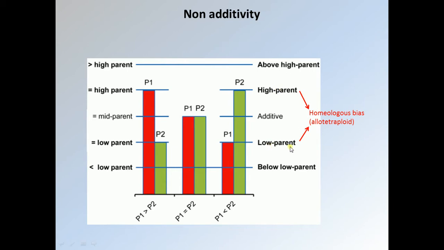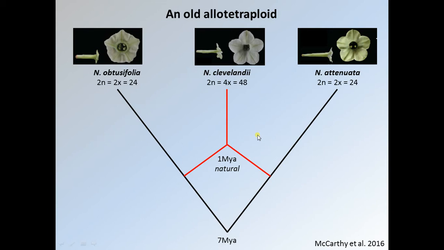The last case of non-additivity is when the progeny has a higher value compared to both parents, or a lower value compared to both parents. In this case we talk about transgressivity. This scenario can happen in polyploids, and we're going to explore why and how. But first, let's take an example.